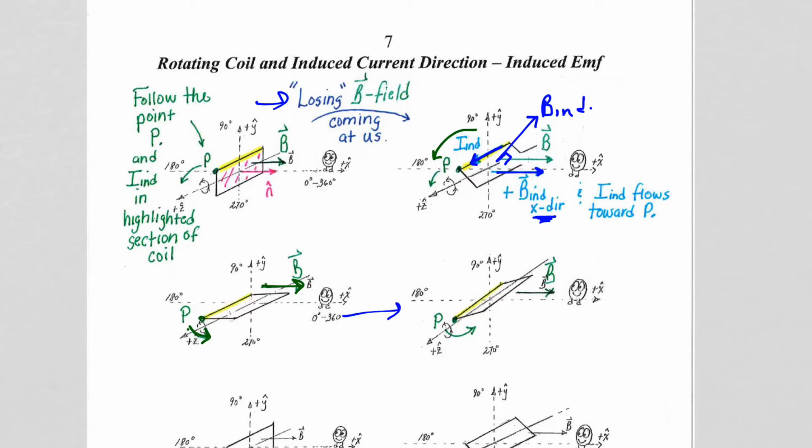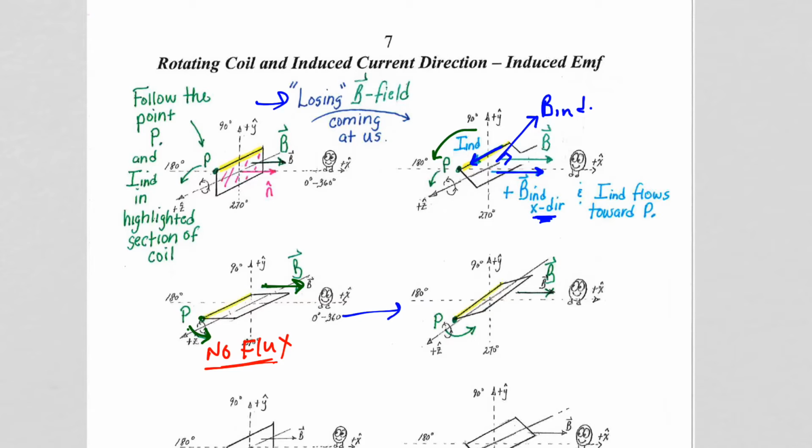So here we have no flux, to here we now have flux because the B field is coming at us, and nature wants to fight that change. It wants to remain at no flux. So it wants to fight the change of flux coming towards us.